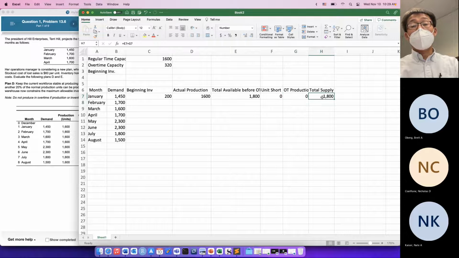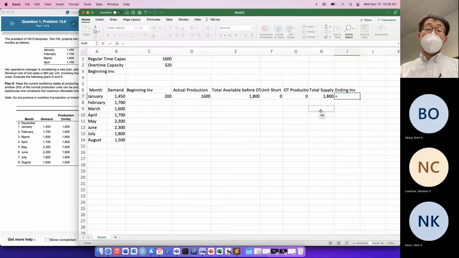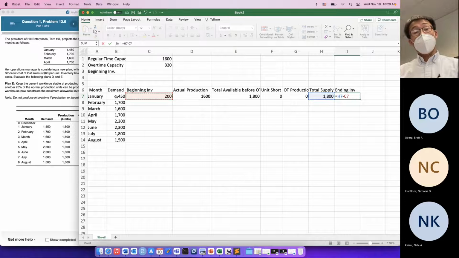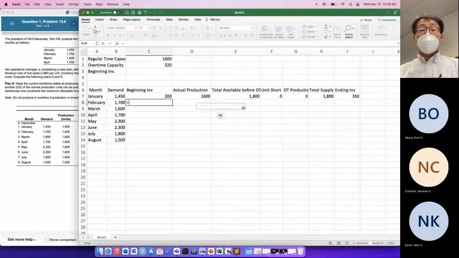And then you know what this is being used for. This is being used to figure out what is ending inventory. Ending inventory is this minus this. Supply, no, this one, minus total demand. So your total supply is 1800, demand 1400. That will give you ending of 350. So this will become your next period, beginning inventory.